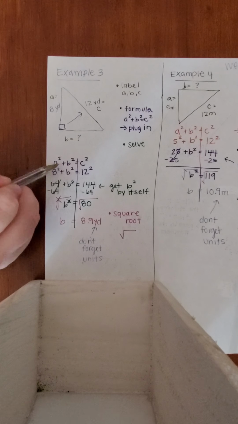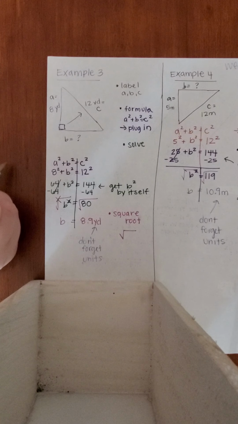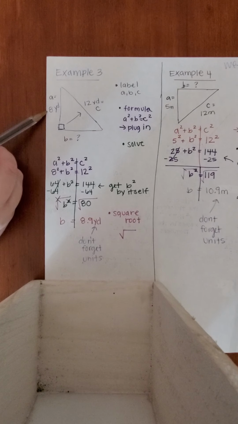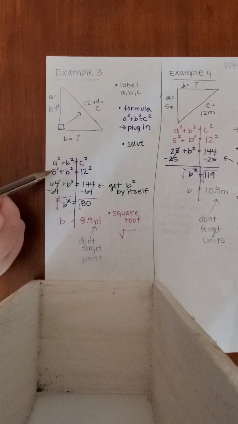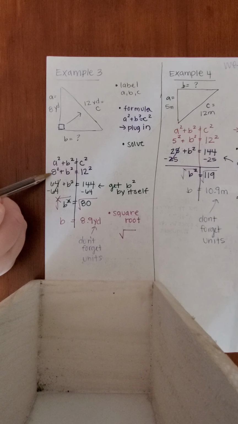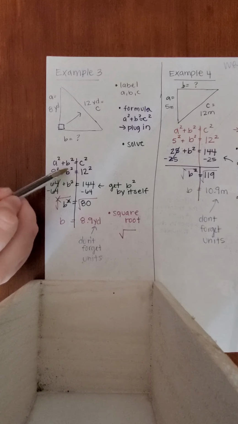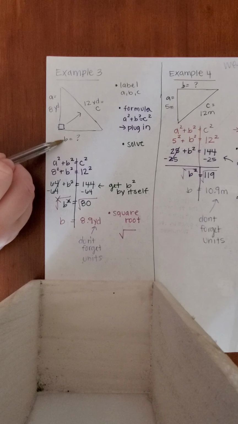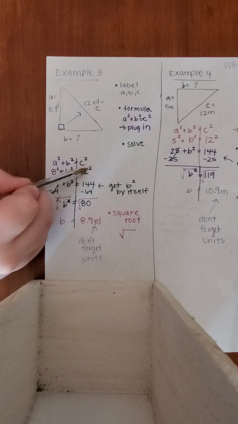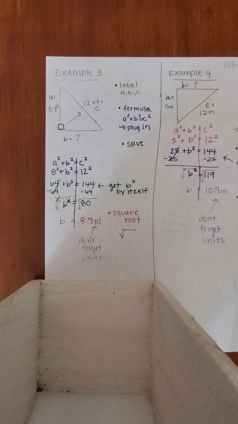So we have A squared plus B squared equals C squared. My A or my B, whichever one you labeled this, is 8 to the second for A, plus B to the second, because we don't know what B is, equals 12 to the second, because that's what C is. So we're going to solve it the same way.